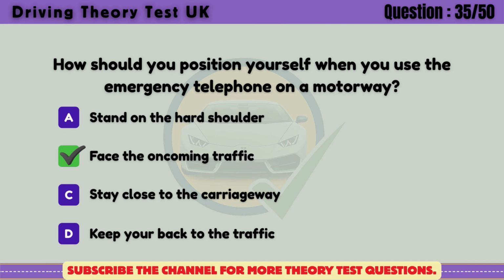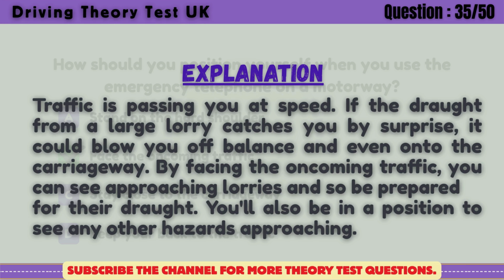Answer is B. Face the oncoming traffic. Traffic is passing you at speed. If the draft from a large lorry catches you by surprise, it could blow you off balance and even onto the carriageway. By facing the oncoming traffic, you can see approaching lorries and so be prepared for their draft. You'll also be in a position to see any other hazards approaching.